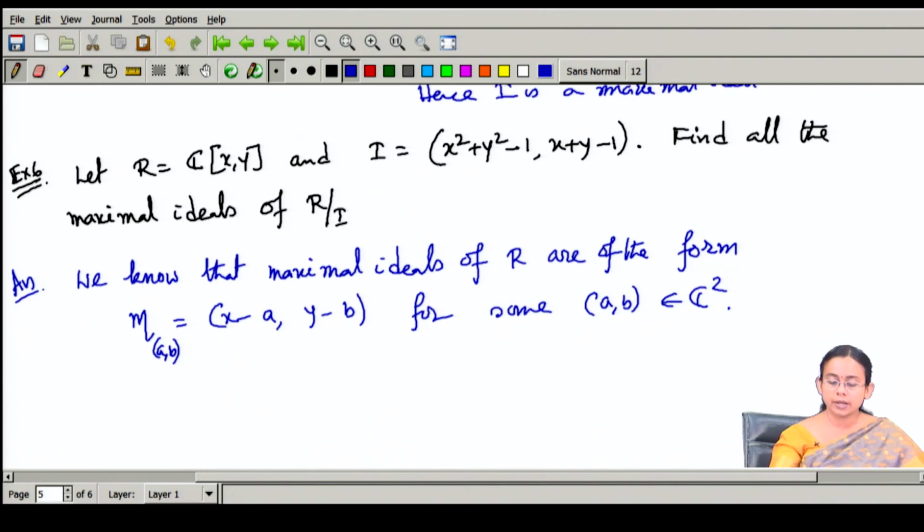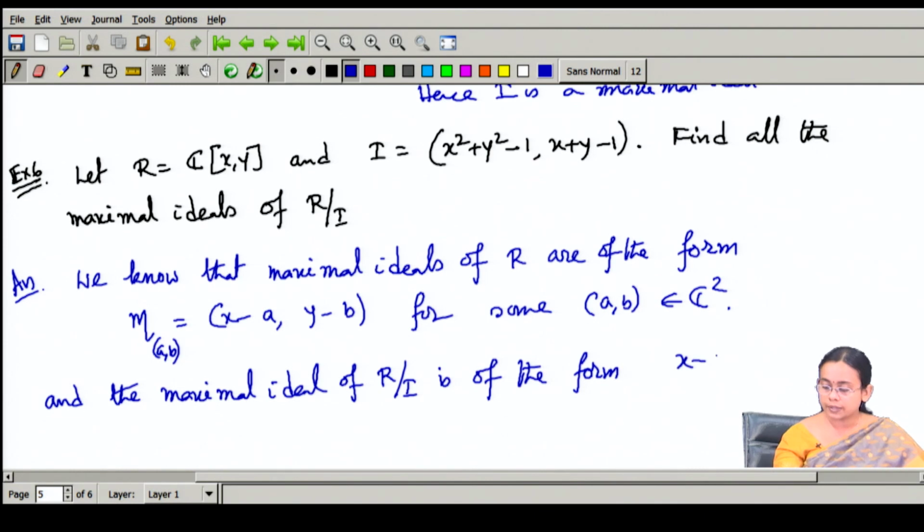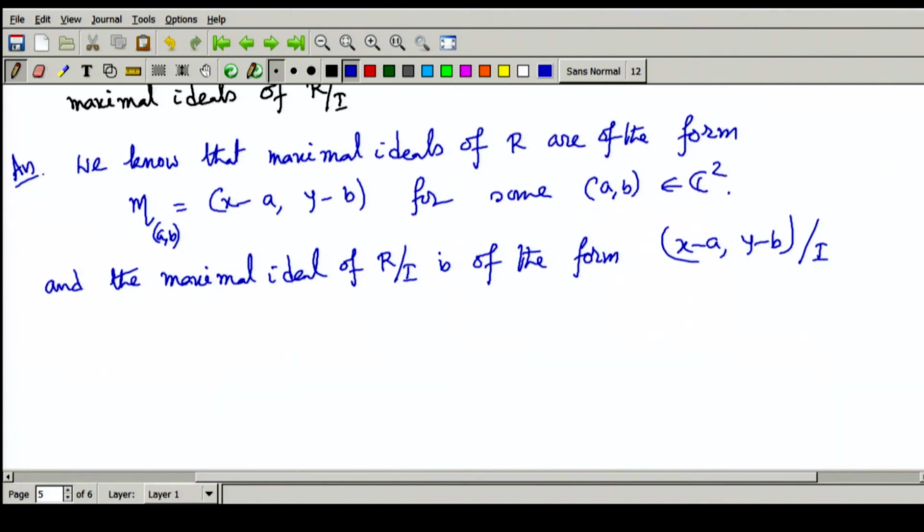And how does the maximal ideal of this quotient look like? The maximal ideal of R quotient I is of the form x minus a, y minus b quotient I, such that this point (a, b) is in the variety of this ideal I. So, if I consider this, now we have to find how many points are there in the variety.